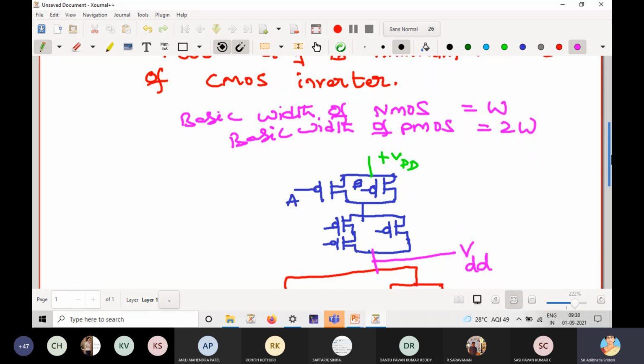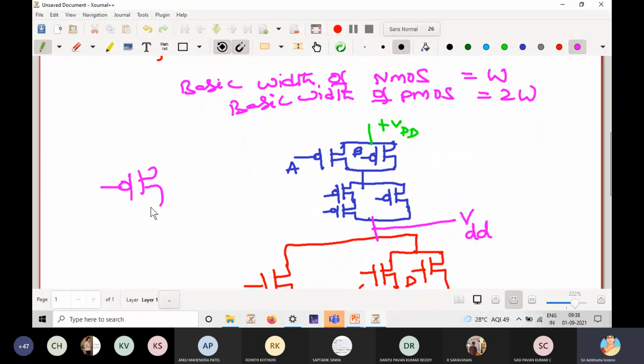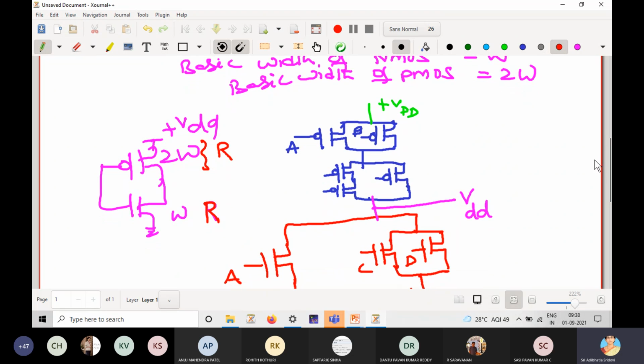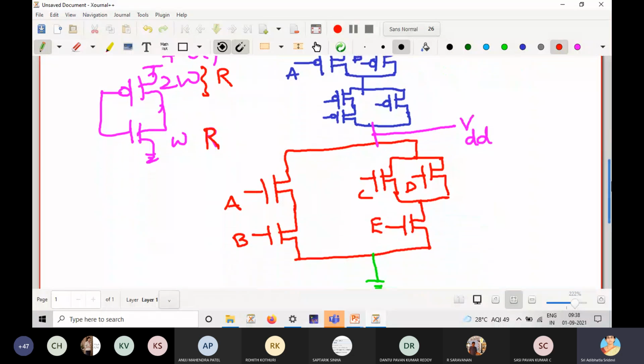That means if I draw an inverter here, this is W and this is 2W. That is the meaning of WP by WN equal to 2. You are getting my point? So this is R and this is also R. This W is giving R and this is also giving me R. So what is my aim? I want to make the resistance of all these paths to be R only. Are you getting it?